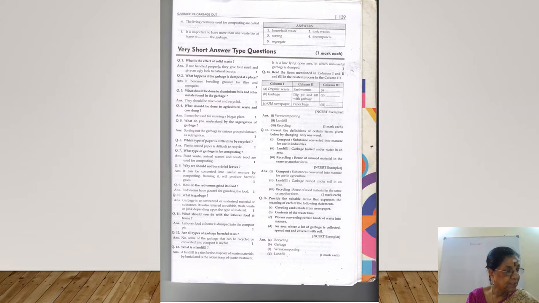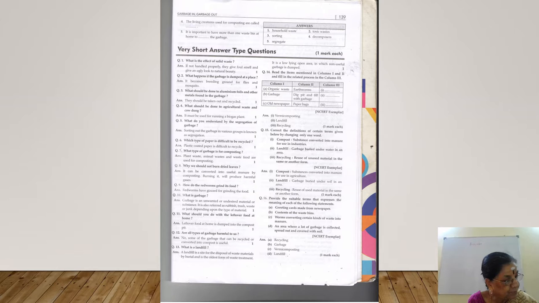Then, garbage is unwanted or undesired material or substance. It is also referred to as rubbish, trash, waste or junk. We saw that first, okay. Then what should we do for the leftover food? It can be dumped in a pit to make compost.